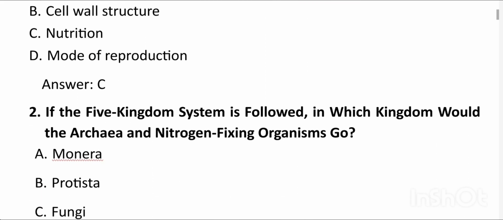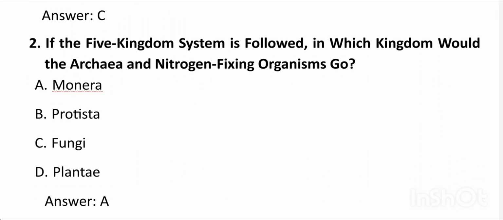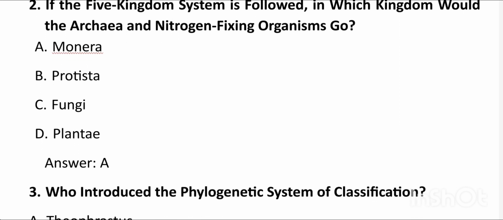So the next question is, if the five kingdom system is followed, in which kingdom would archaea and nitrogen fixing organisms go? So archaea means archaebacteria, and nitrogen fixing organisms are mostly bacteria. So they are placed under the Monera kingdom. So the answer is option A, Monera kingdom. Then Protista, Fungi and Plantae, these are all kingdoms.